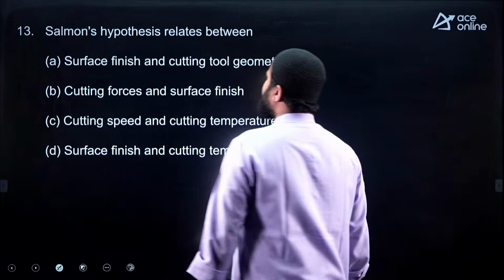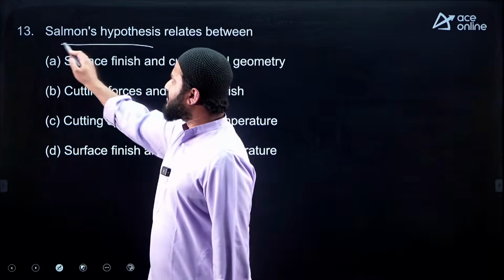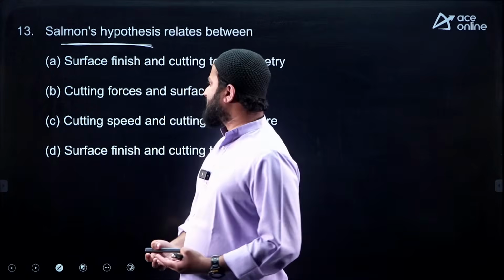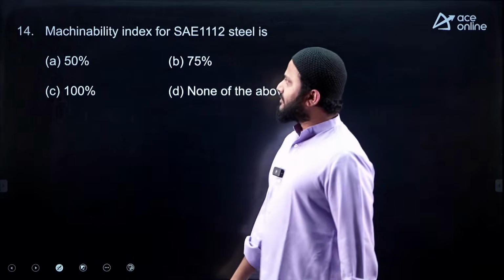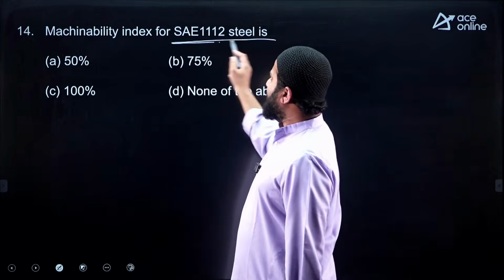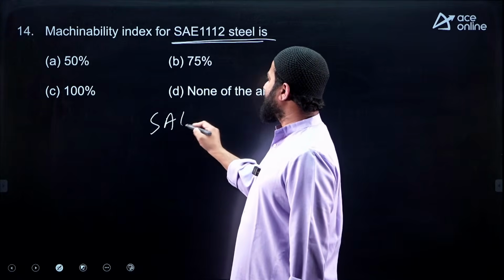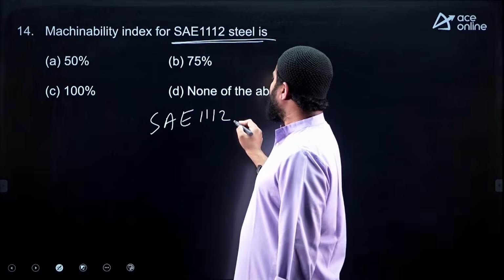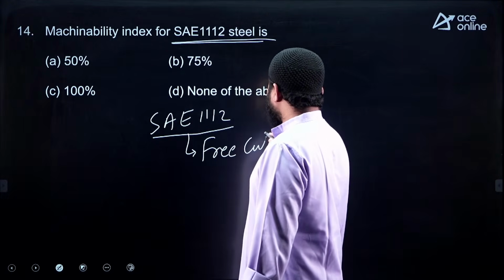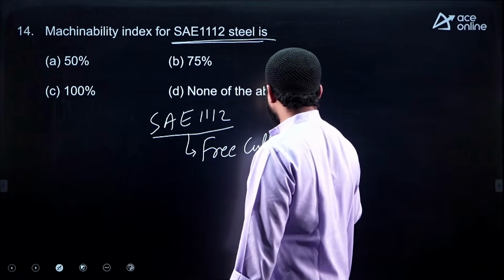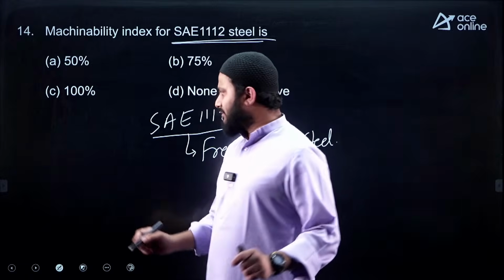Next, Solvent's hypothesis relates to, it is actually the hypothesis based on which we make calculations of surface finish and also cutting forces. So it is cutting forces and surface finish. Machinability index of SAE 1112 steel. From the material science point of view, we study that it is called a free cutting steel. Free cutting steel is that particular workpiece material that is always the reference in the calculation of machinability index.